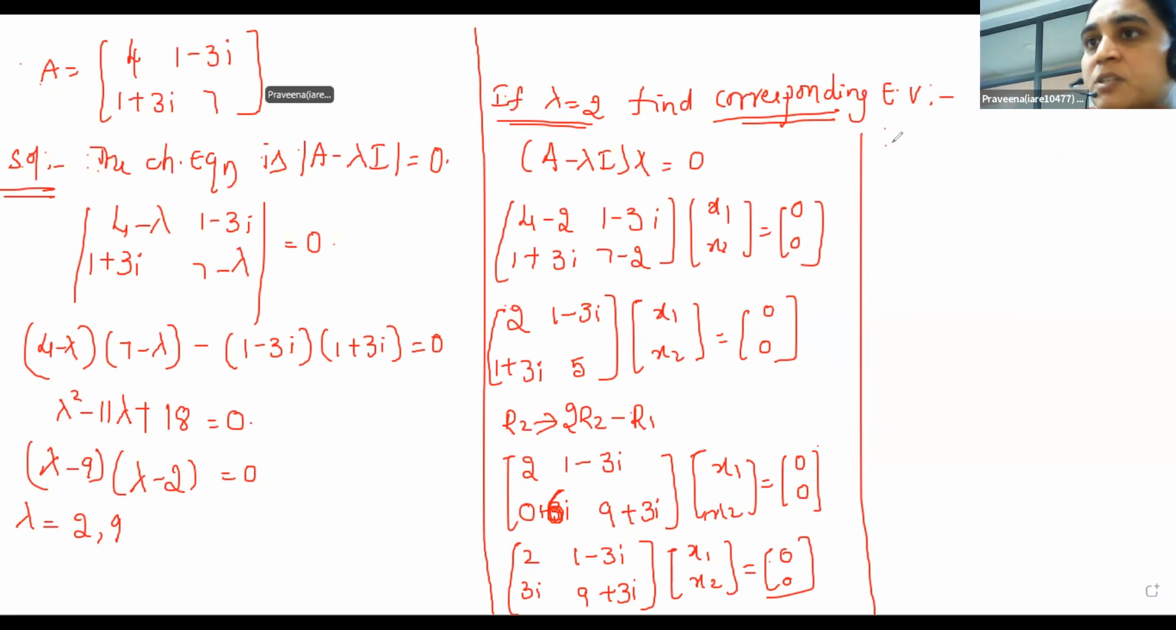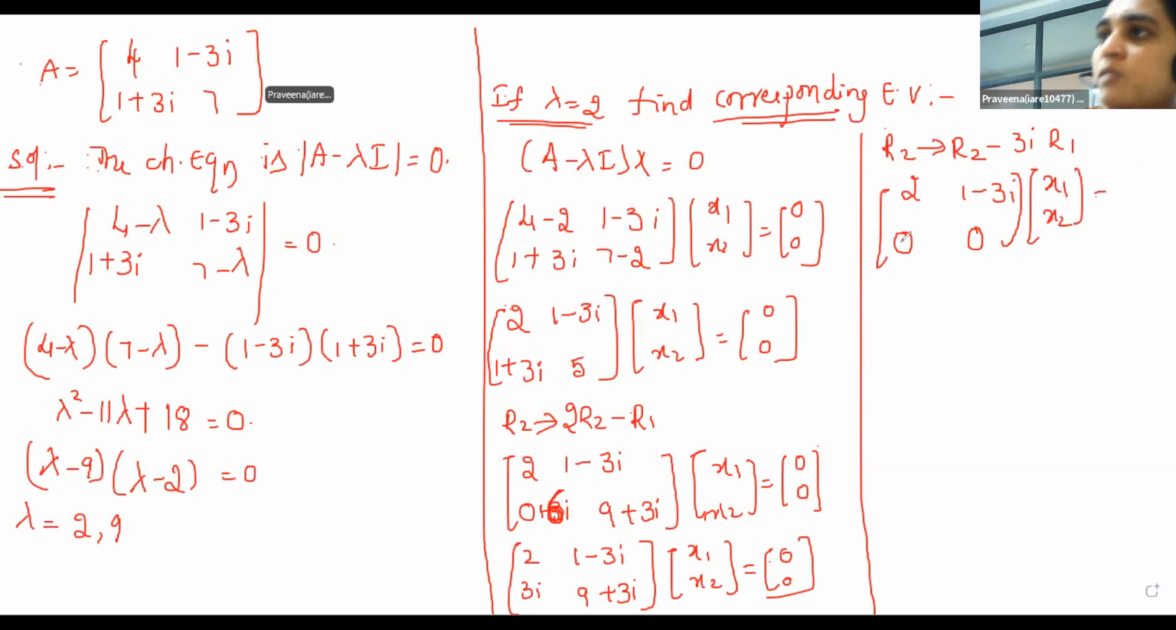Okay, now the row operation for that: R2 tends to R2 minus 3 into i R1, right? For that 2, 1 minus 3i, 6i minus 6i, 0. And similarly for the next element also 0. Check, compulsory that is 0 only. x1, x2 is equal to 0, 0. Therefore n is 2 and r is equal to 1. That is n minus r is equal to 1.